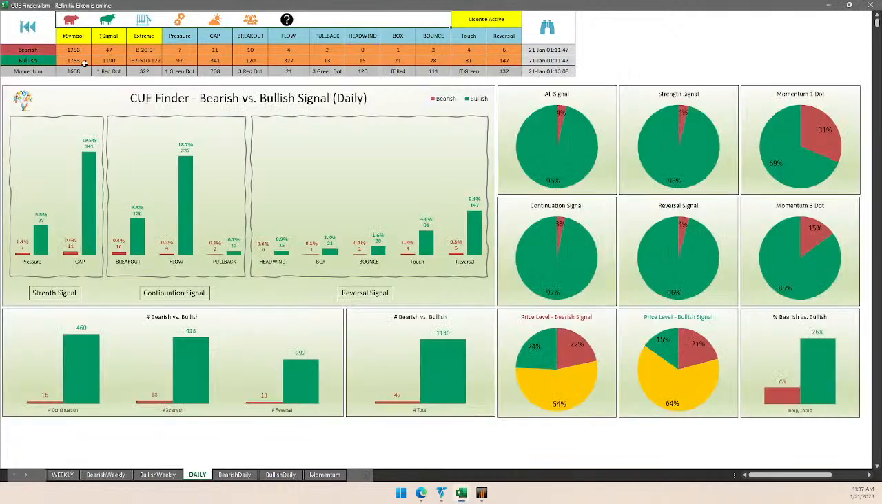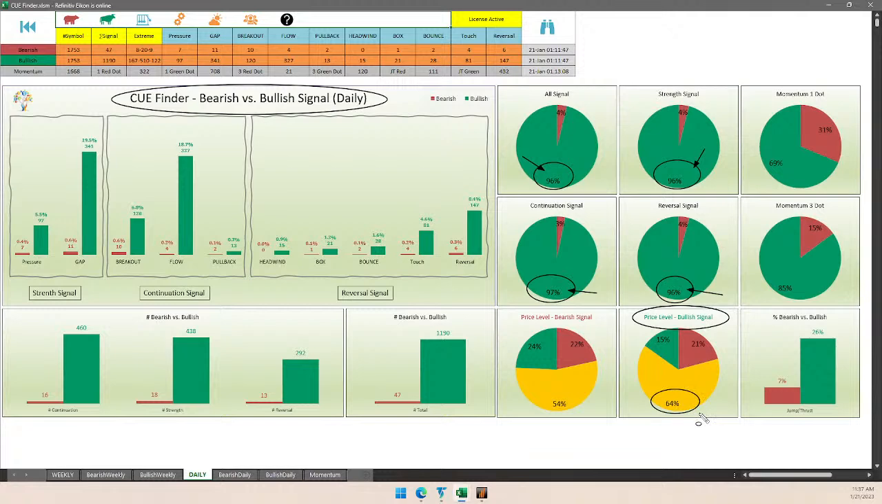So weekly picture has some concern in technical breadth, but Friday's picture, one day picture, is very bullish. 96% of all Q technical signals and setups are bullish. That's very bullish. Strength signals also 96% bullish. Trend continuation 97%. Trend reversal also 96. That's a very bullish picture. But is it overbought? No. Because if we look at the price level of bullish signals, majority 64% are coming from mid price level. They are not overbought. So weekly has some concern, but Friday's picture is telling us that we can buy.